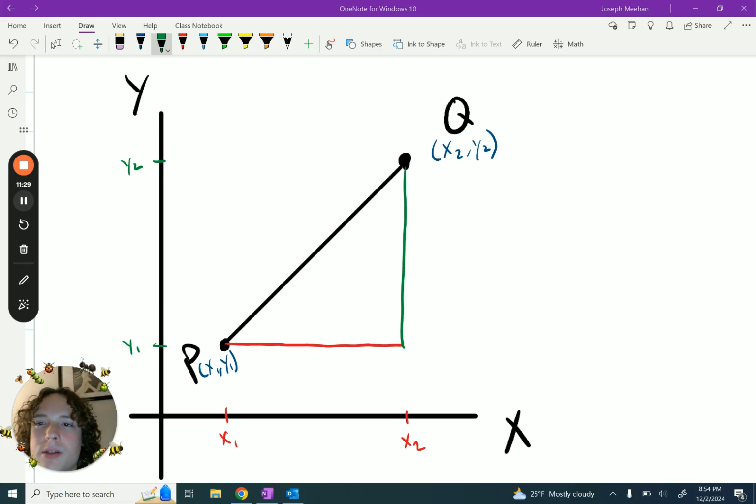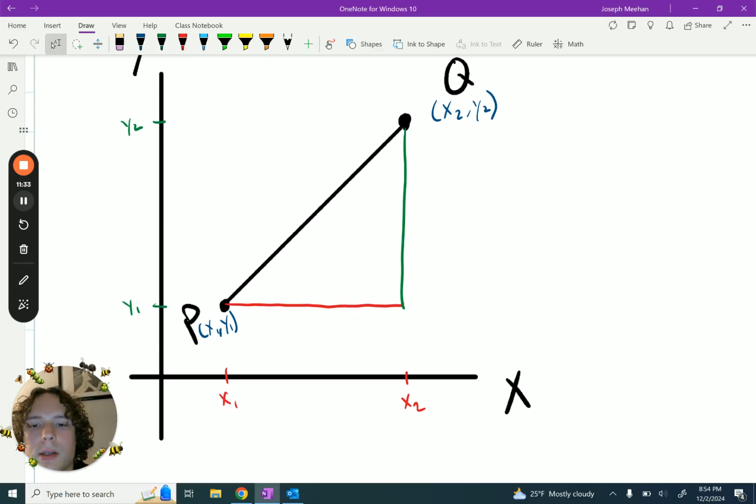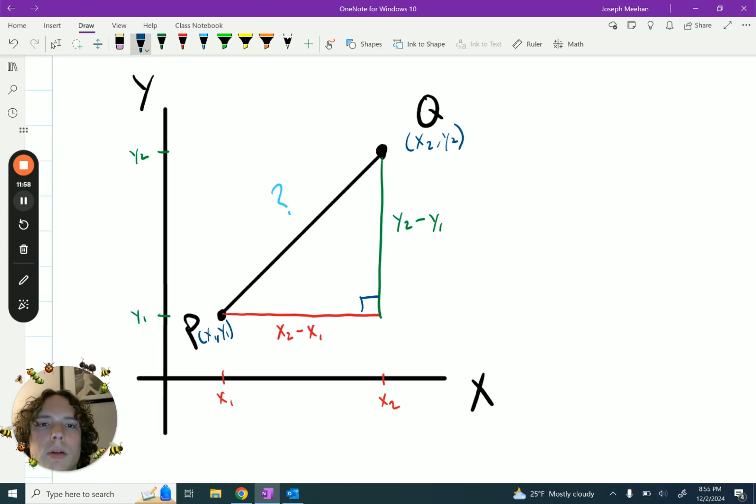Now what can we do? Well, we can find the lengths of those sides pretty easily. We can say that the length of the red side is x2 minus x1, and the length of the green side is y2 minus y1. Then, what if we wanted to find the length of this larger side? We could say it's the hypotenuse, right? This is a right triangle, and the light blue question mark is the hypotenuse. How can we figure that out?